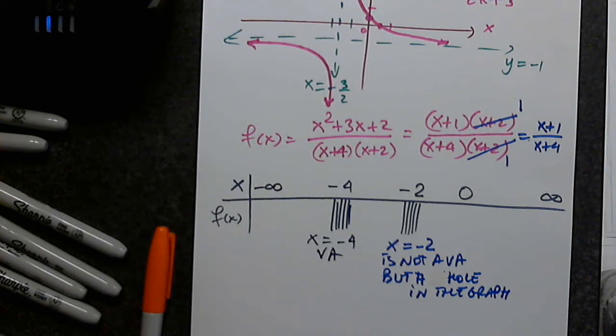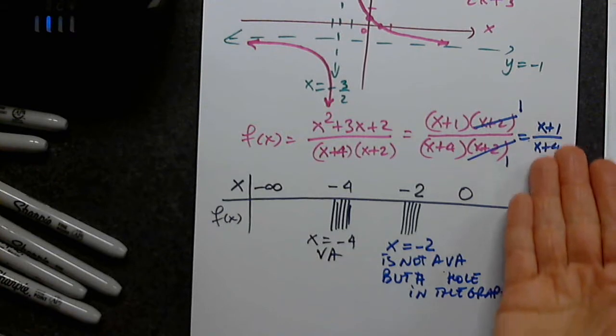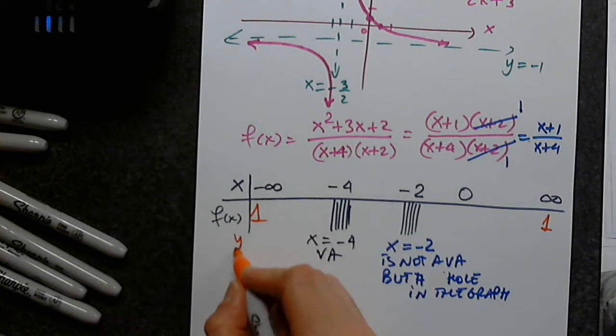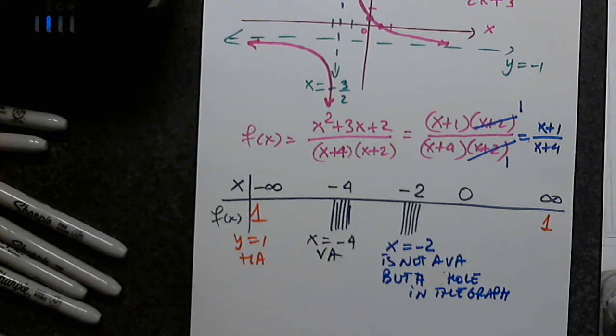If a factor disappears, that is a hole in the graph. It's not a vertical asymptote. But the factor that stays creates the vertical asymptote. Only that one, or those ones that stay. Good. Everything else is the same. So can anyone give us the horizontal asymptote? 1. That's it. Y equals 1 is the horizontal asymptote.